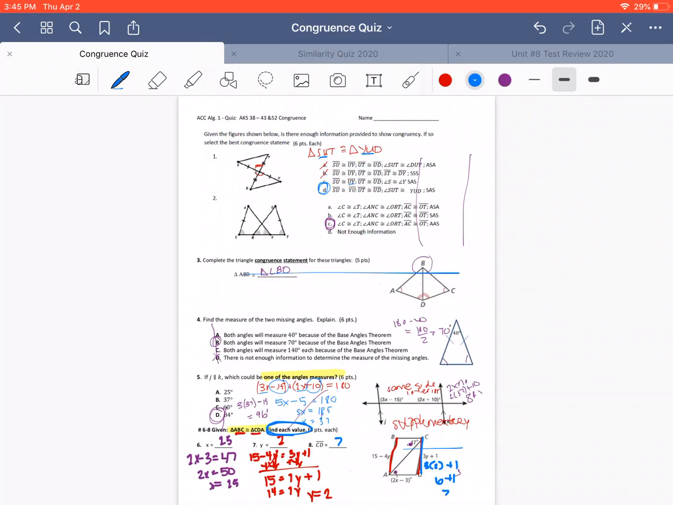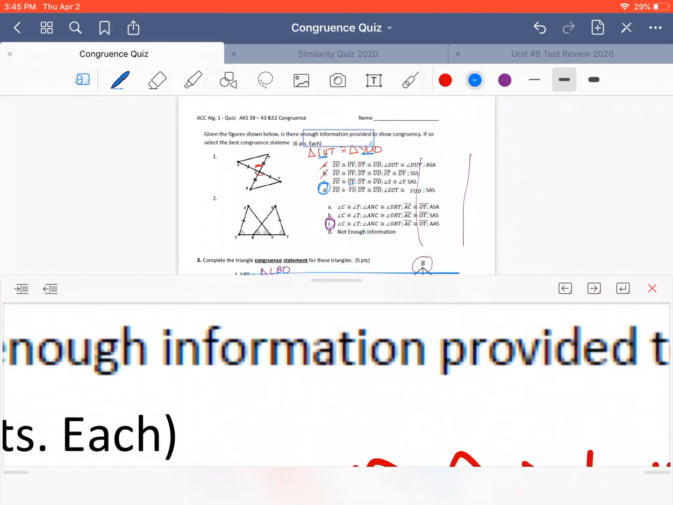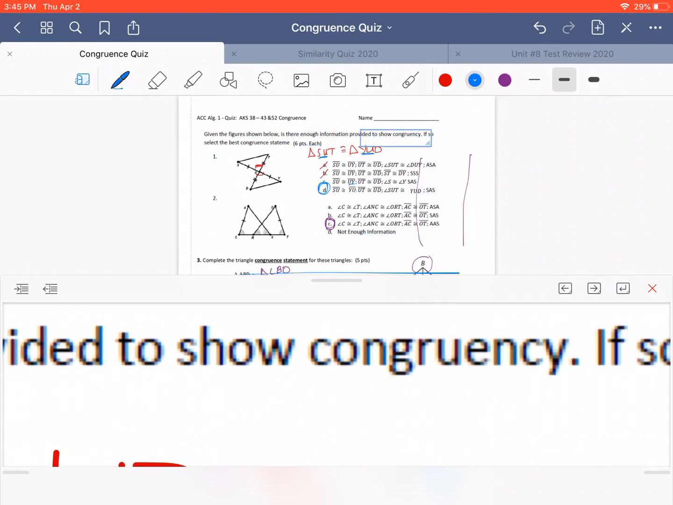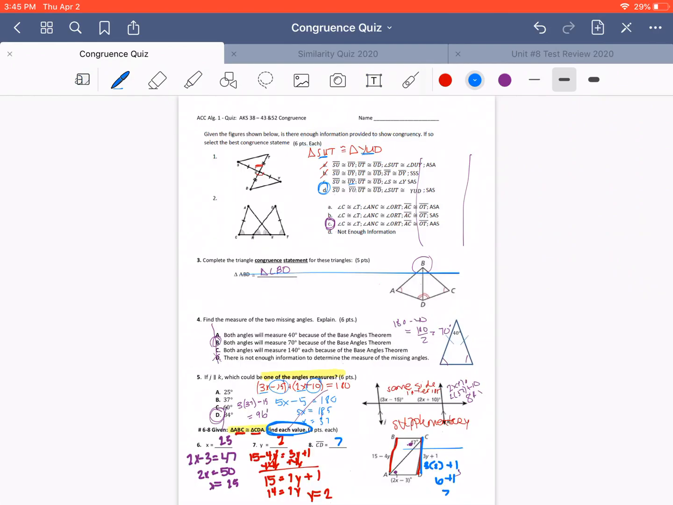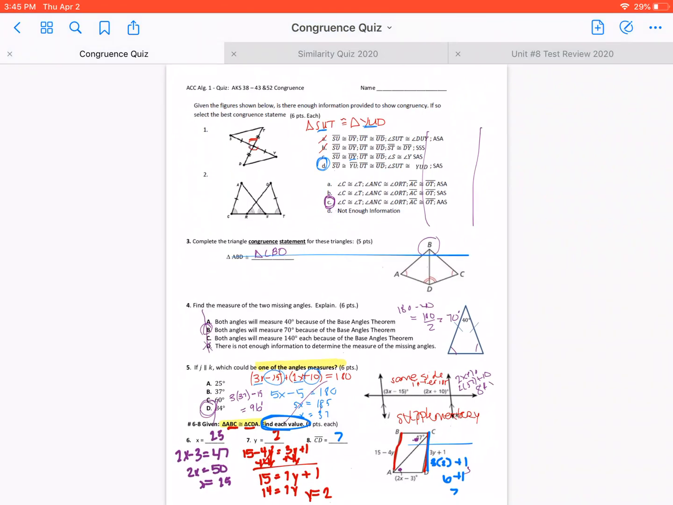Sorry, trying to make this thing work still. And obviously I'm still figuring it out. Give me just a second.